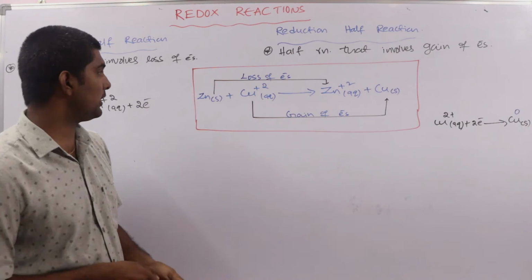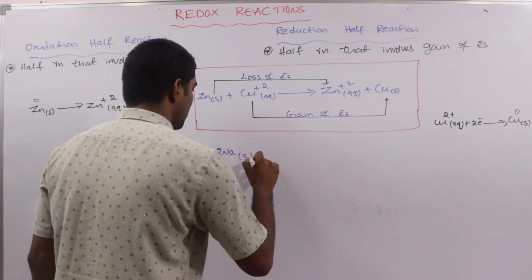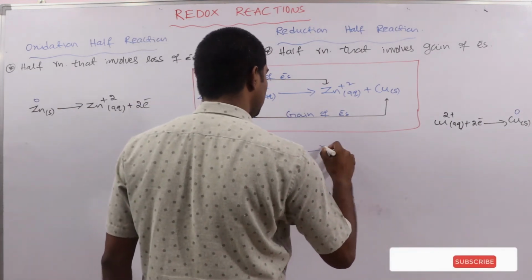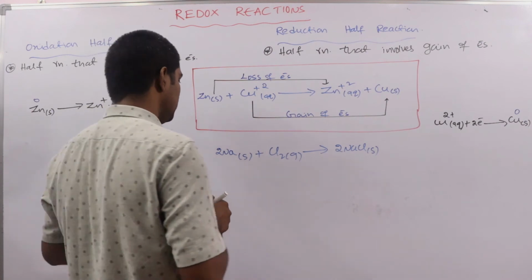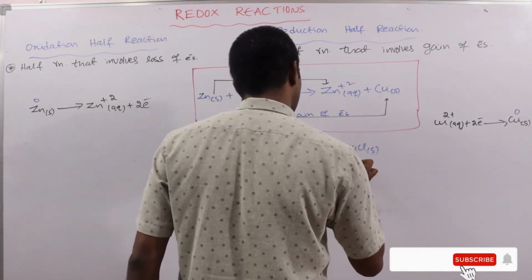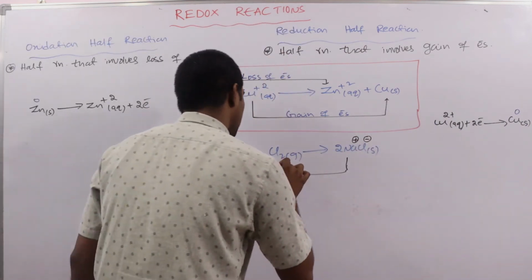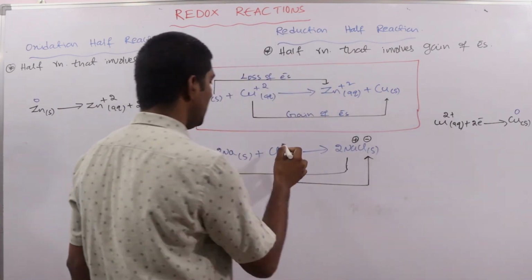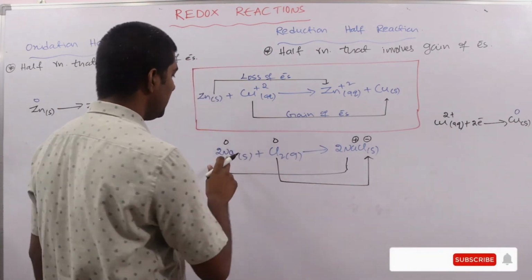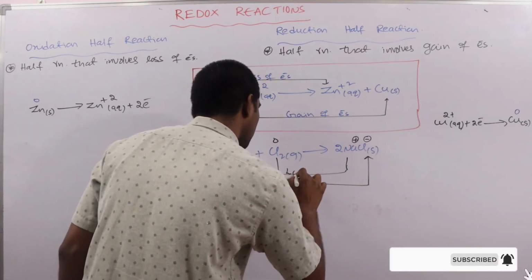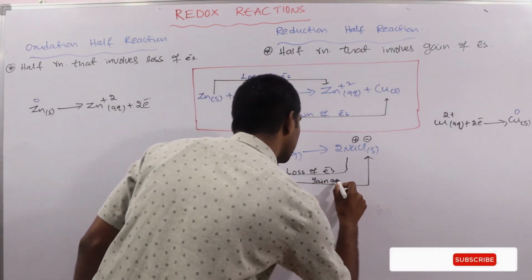In the same way we can write for the other reaction which we discussed, that is 2Na plus Cl2 gives 2NaCl. Okay, so in this reaction, the product exists as Na+ Cl-, so it is an ionic solid. Next, here Cl2 goes from 0 to -1, and here sodium goes from 0 to +1. So this involves loss of electrons and this involves gain of electrons.